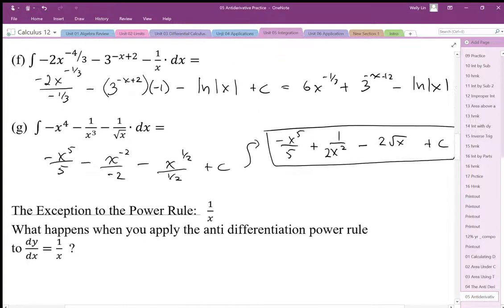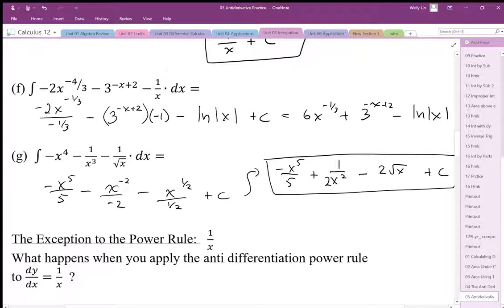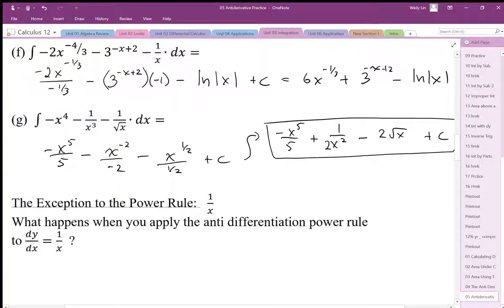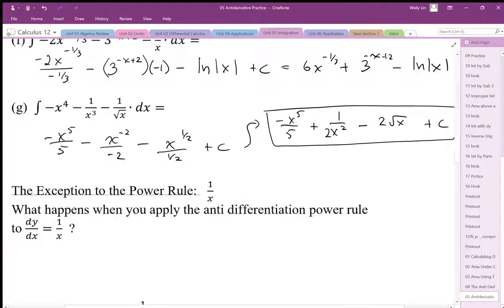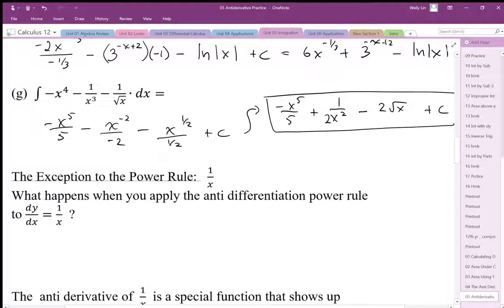Now we should look at this one here, that 1 over x, because why can't we just apply the power rule? We did that power rule here and here. Why 1 over x? Well, 1 over x is kind of special. We're going to see that it's kind of special because it shows up later on in calculus too. It's kind of a special function. So what happens? Why can't we apply the power rule here?